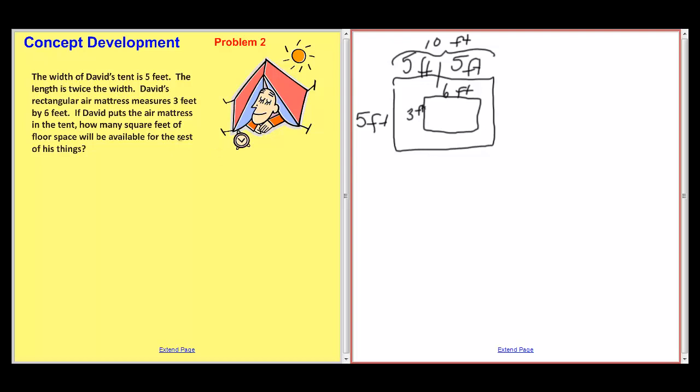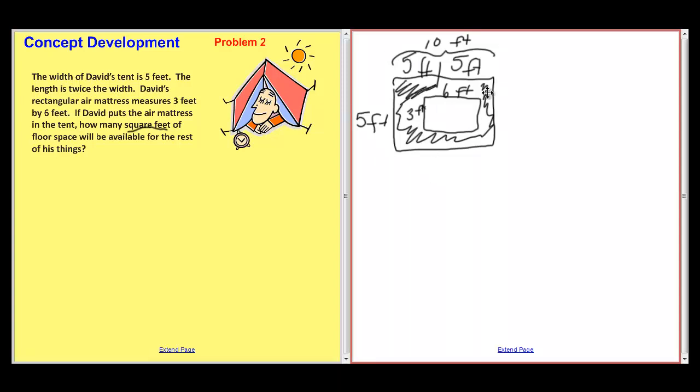When I hear that word square feet, I'm thinking, when I measure perimeter, the units aren't square feet, it's just feet. But area is measured in square feet. So they're talking about area here. How much floor space will be available for the rest of his things? So it's saying that once his tent is set up and he puts his air mattress here, it wants to know what is the area of this space.